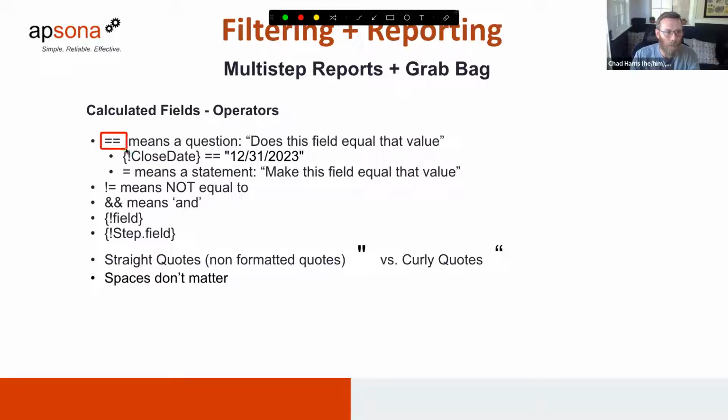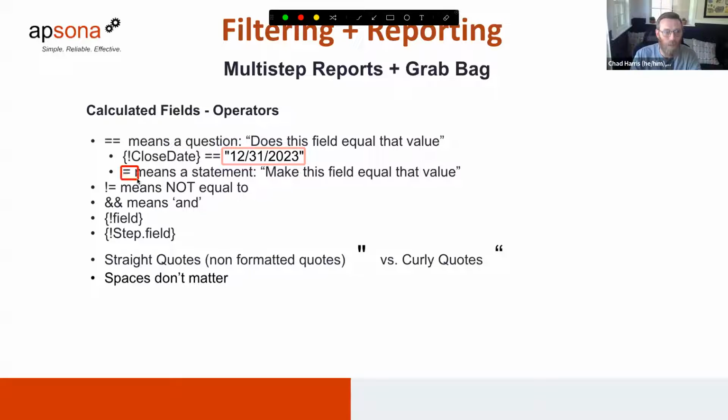Double equals is one of the most common missteps that people make, that we see in support cases when it comes to calculated steps. You almost will never use a single equals character in one of these calculated fields. You almost always are going to use double. So double equals, in our case, is asking a question. It's saying, does this field equal that value? So in this case, does close date equal 12/31/2023?